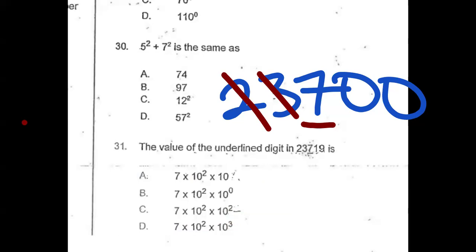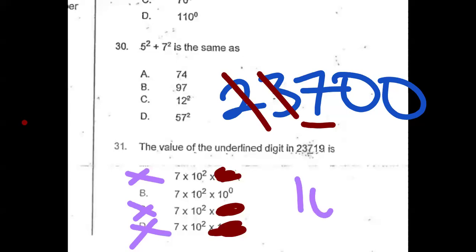Why would you multiply it by 100? Why do you multiply it by 10 to the 3? Why would you multiply it by 10? Because 700 times 10 will give you 7,000. So again, these are clearly wrong. But 10 raised to the 0, just so that we know.